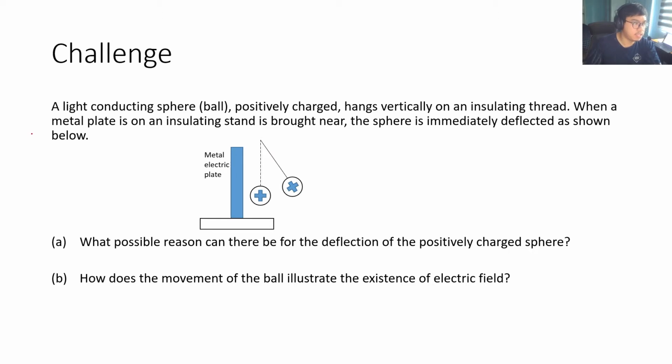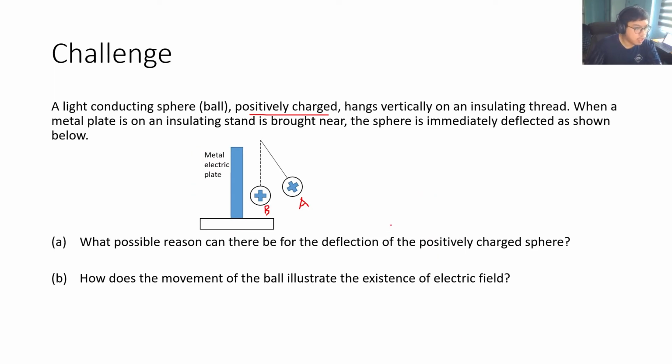The example reads: a light conducting sphere is positively charged. It hangs vertically on an insulating thread. When a metal plate on an insulating stand is brought near, the sphere is immediately deflected as shown below. So in the beginning it was at rest, but then when you bring this metal plate close, it begins to be deflected and has this sort of position here. Okay, so that's before and then after.